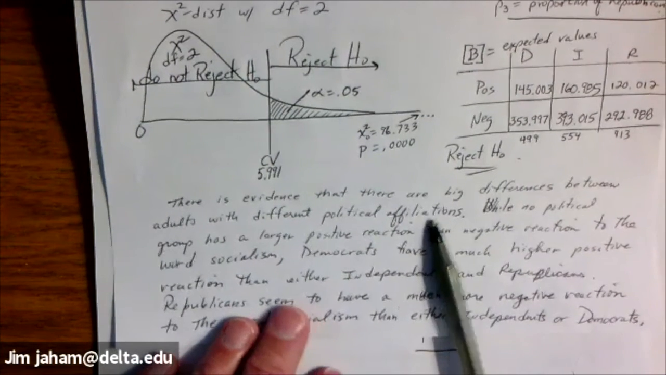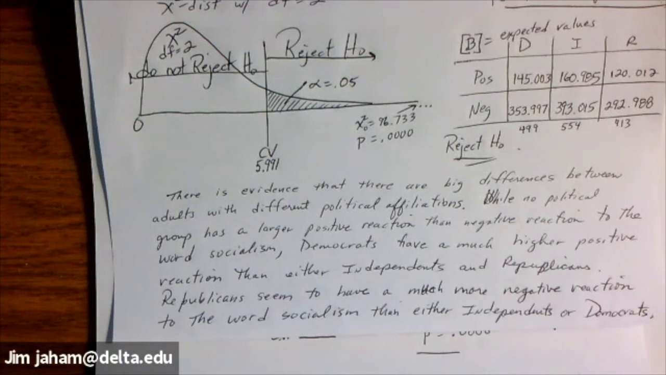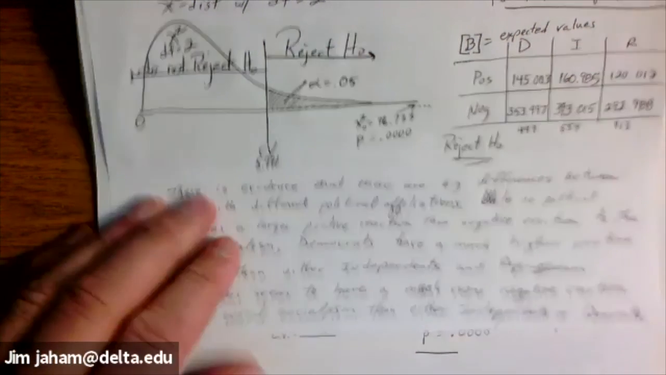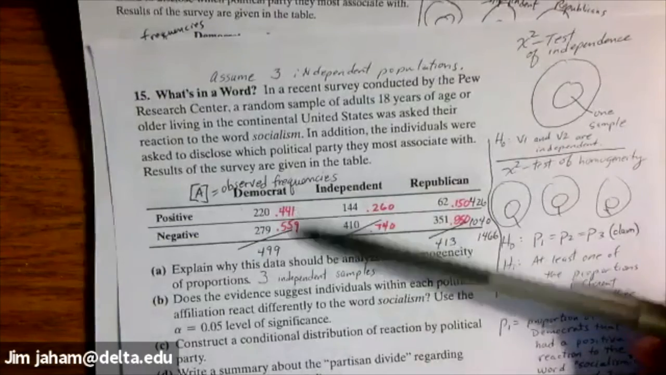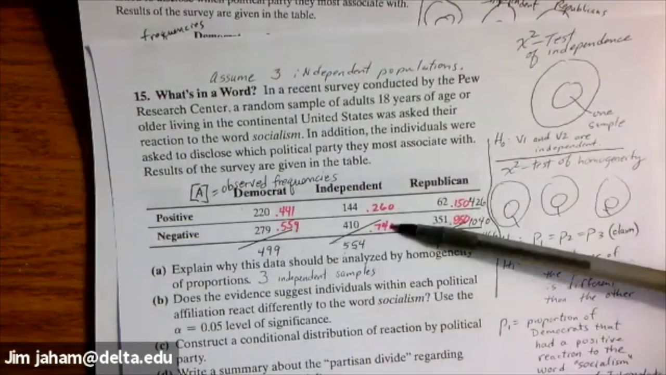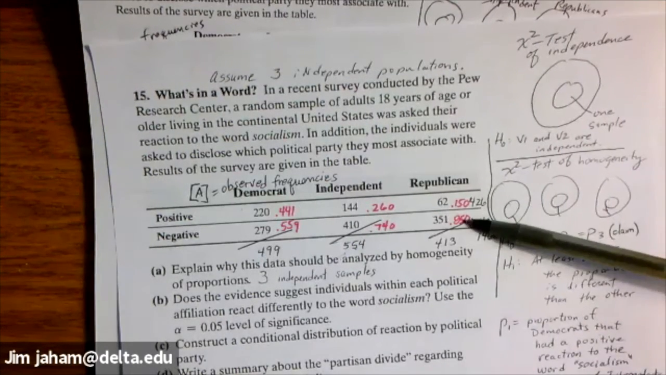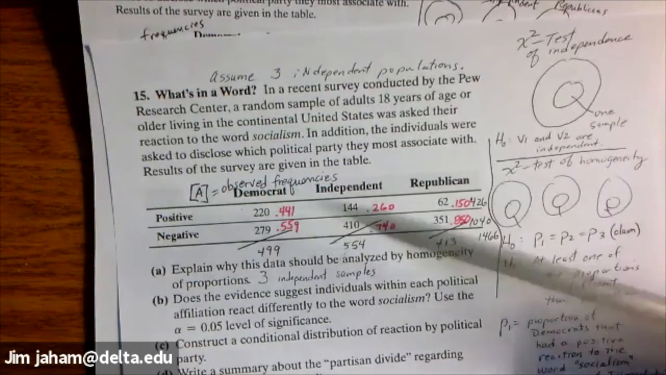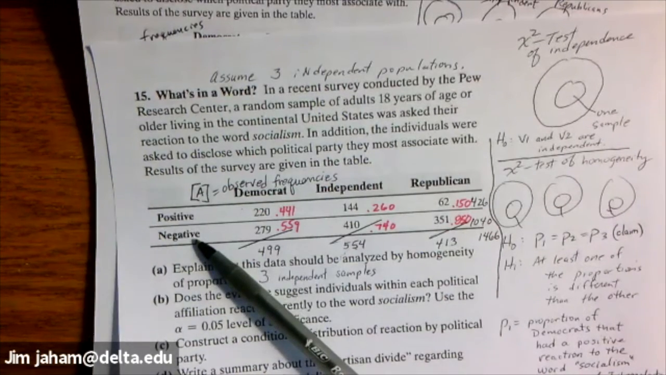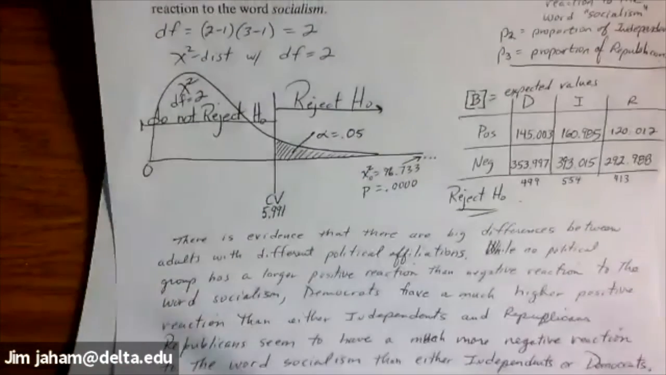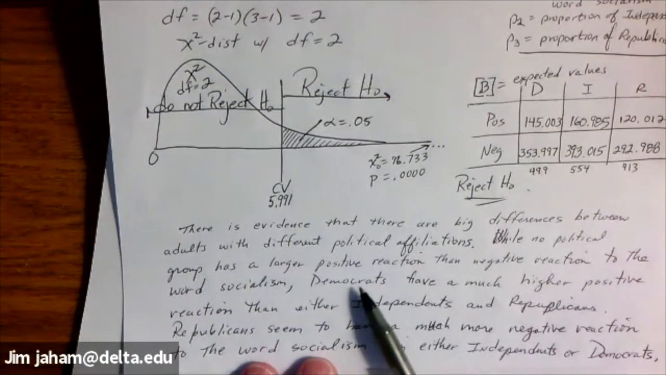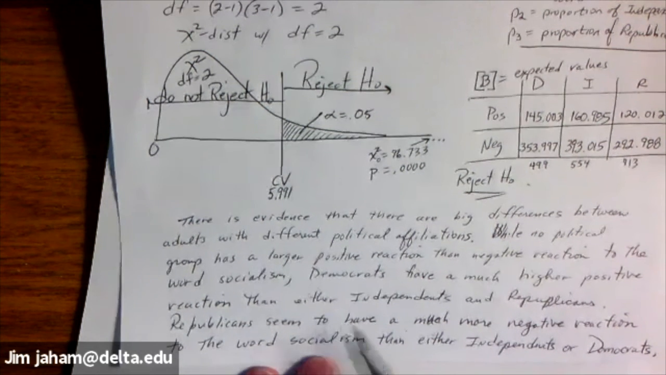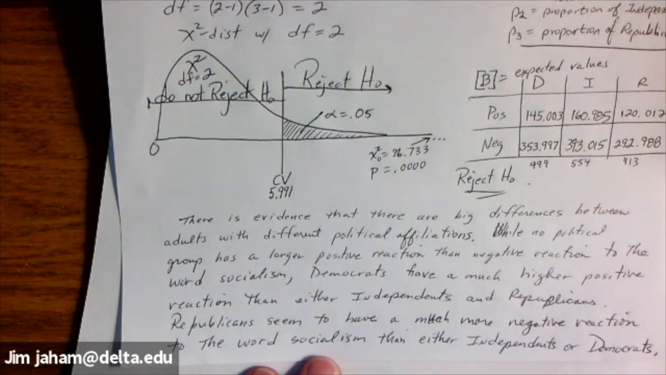affiliations. Now, while no political group has a larger positive reaction than negative reaction to the word socialism, every single group has a more negative reaction: 44% versus 56%, 26% versus 74%, and 15% versus 85%. Every single group has a more negative reaction to the word socialism than a positive reaction. So while that is the case, Democrats have a much higher positive reaction than either independents and Republicans. Republicans seem to have a much more negative reaction to the word socialism than either independents or Democrats.